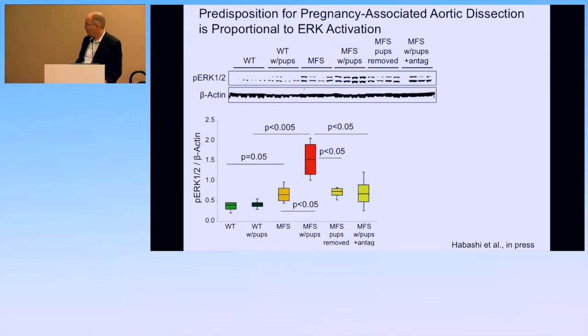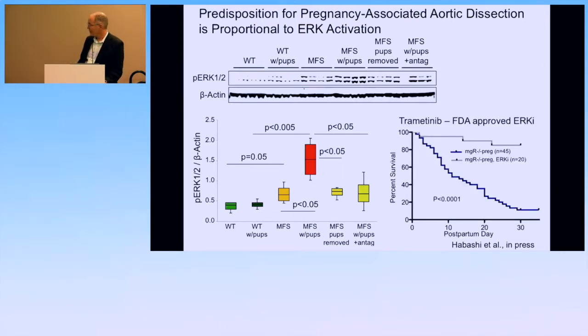Interestingly, the outcome perfectly paralleled the level of ERK activation in the aortic wall, which is high in Marfan syndrome, dramatically increased in Marfan mice that are lactating, brought back down to baseline by removing the pups or treatment with the oxytocin receptor antagonist. On this basis, we tried a selective ERK inhibitor that is FDA approved for use in certain types of cancer, including melanoma, called trametinib. And we found that this had a dramatic ability to prevent pregnancy-associated aortic dissection in Marfan mice.